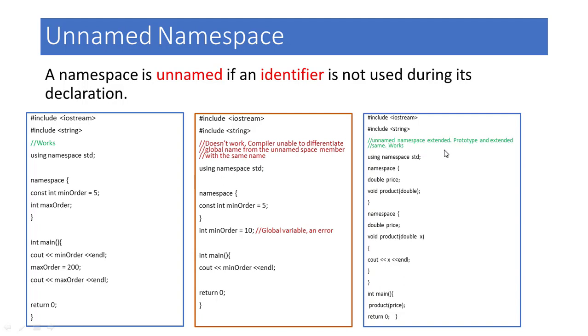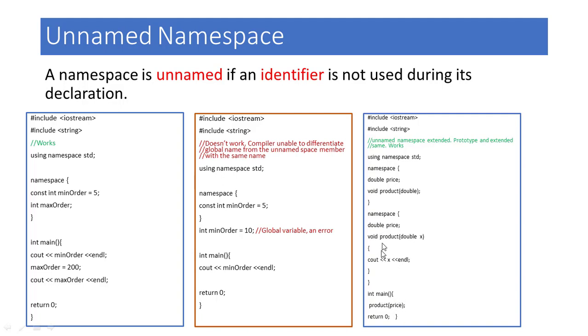Here is a prototype of extending an unnamed namespace. Using namespace std, which is fine. Here we have namespace, but there is no name for this namespace. It is unnamed. And inside it, we have a variable of data type double. Here we have a function and it's named product. Here we have another namespace, double price, void product, double s. If we say cout s, int main, product price.